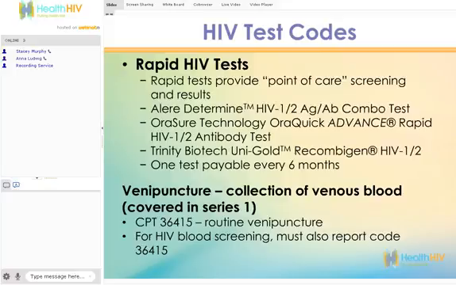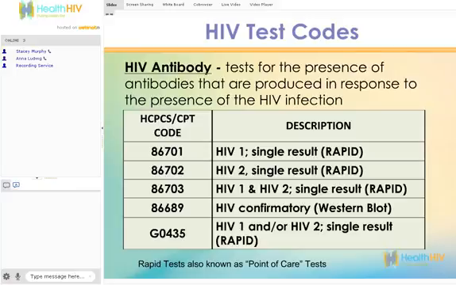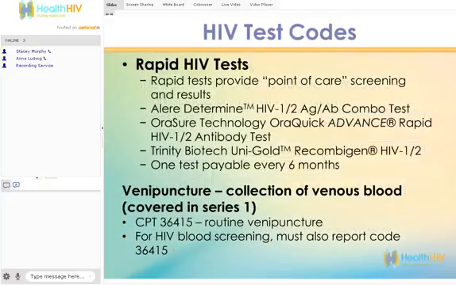So going back to the previous slide where you see 86701, 86702, 86703, and G0435, these are the codes that you would use to report the rapid HIV test.